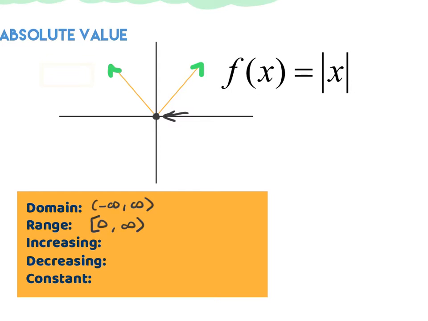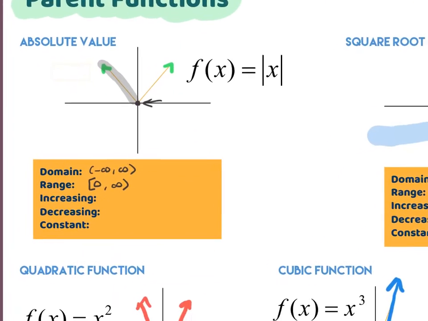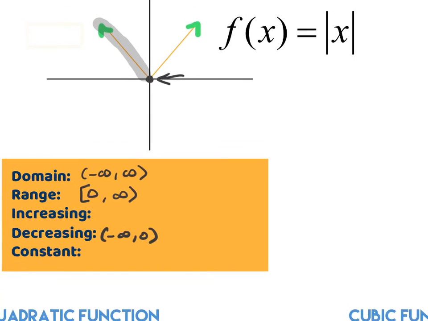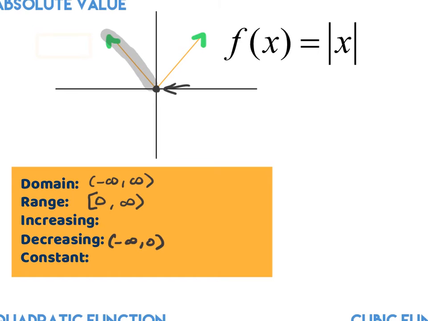Now increasing, decreasing. So the first part of my graph before it changes direction is doing this. Would you consider that to be increasing or decreasing? Decreasing from? Good. Negative infinity to zero, with a parenthesis on the zero because a point can't be increasing and decreasing.